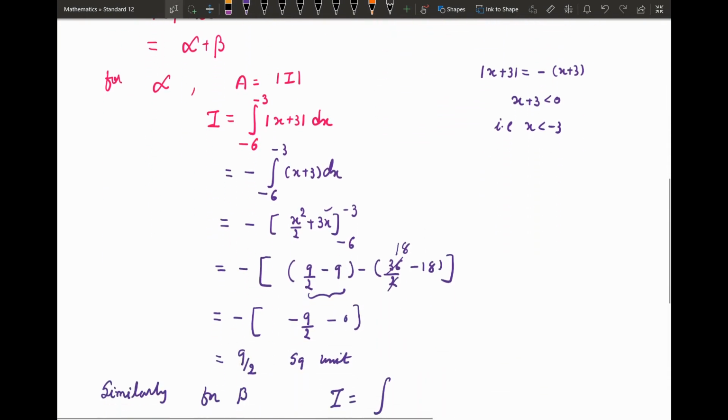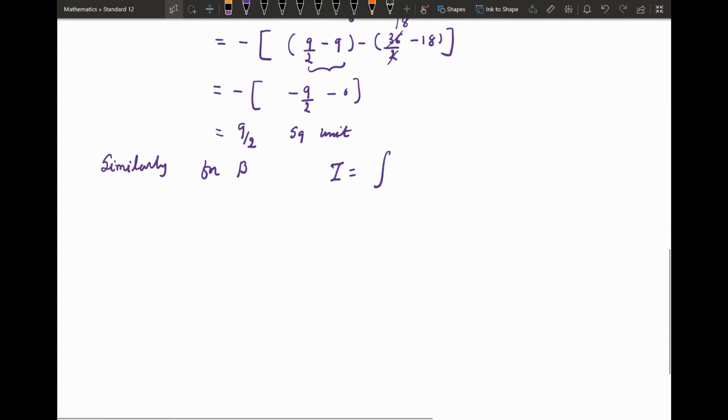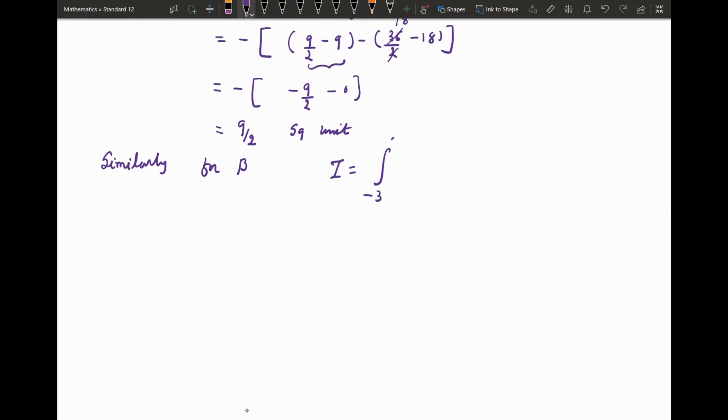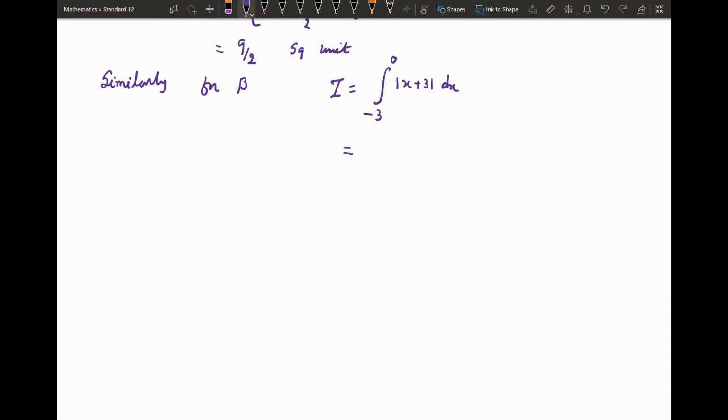So when you evaluate the integration from minus 3 to 0 of mod x plus 3 dx, this is the integral from minus 3 to 0 of x plus 3 dx, and as an answer you will get the same answer as we have discussed, it is a similar portion. So again you will get 9 by 2 square unit.